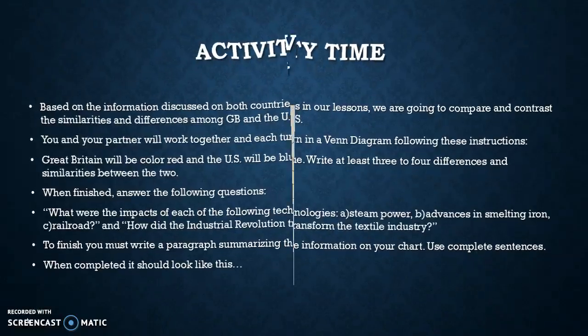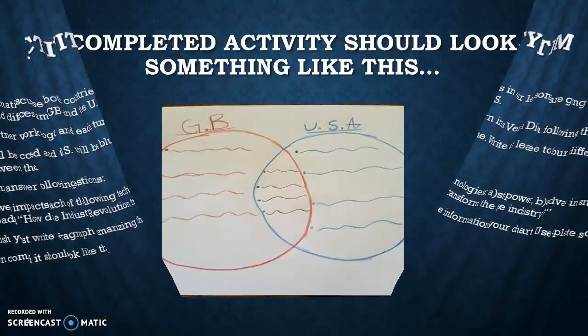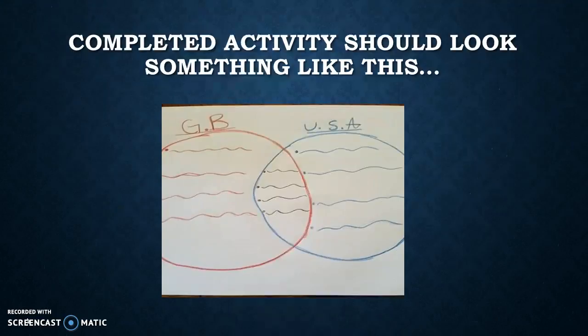When completed, your activity should look something like this. Great Britain on one side in the color red with 3 to 4 similarities and differences, and the US on another in blue with also 3 to 4 similarities and differences. Remember to work with your partner and each should do their own diagram. Go ahead and get started.